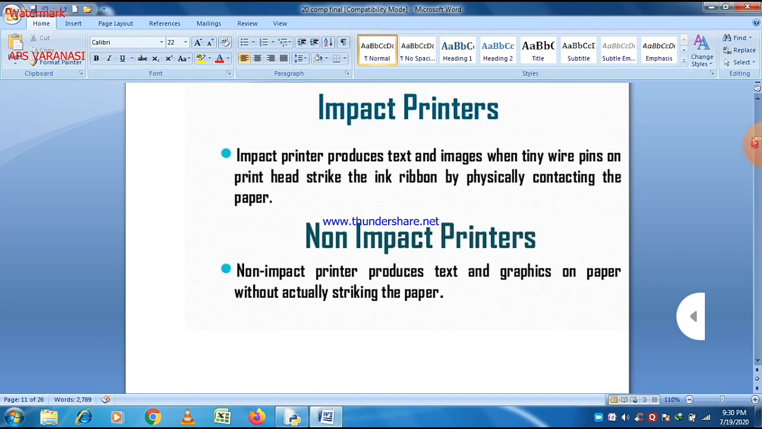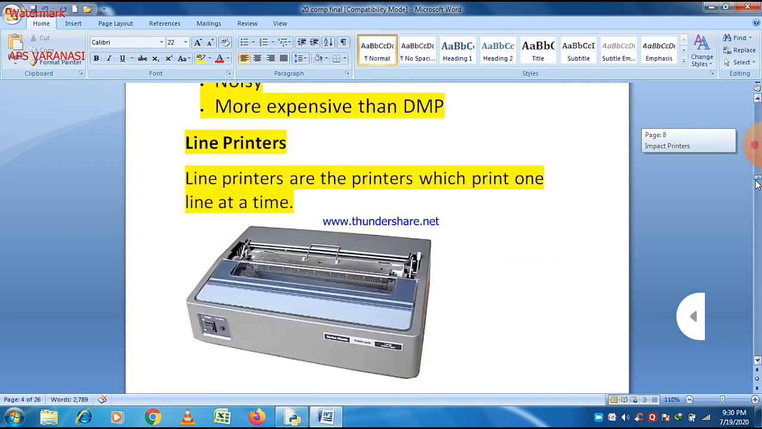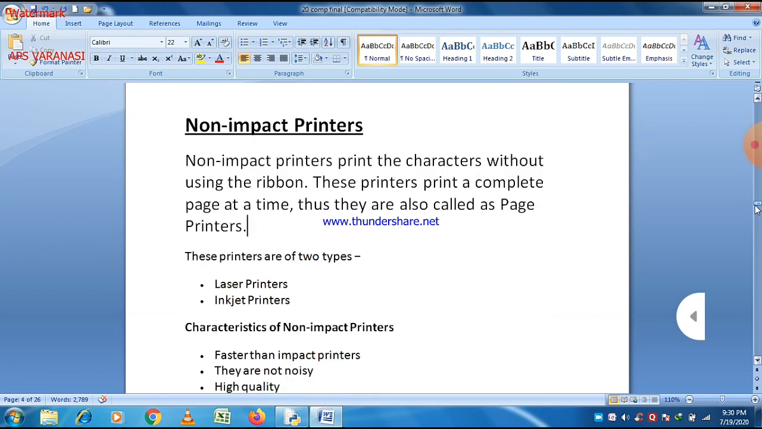So here there is a difference between impact printers and non-impact printers. Impact printers produce text and images when tiny wire pins in the print head strike the ink ribbon by physically contacting the paper, while non-impact printers produce text and graphics on paper without creating any impact on the ribbon. So these are the non-impact printers here.